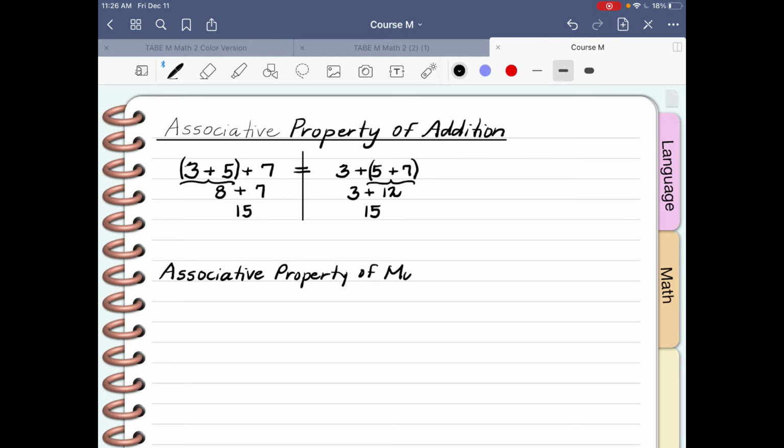Again, I'm not going to ask you to write the rule or anything. I just want you to understand the concept that I can change the order and it doesn't matter in terms of the answer.